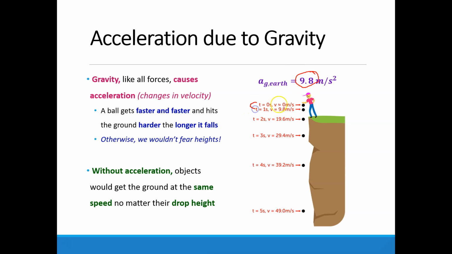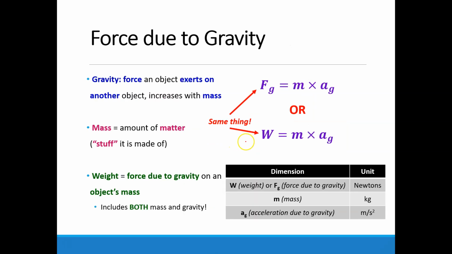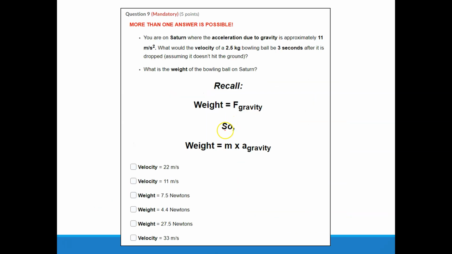So after 1 second, the velocity is increased by 9.8. After 2 seconds, it's increased by another 9.8. After 3 seconds, it's increased by another 9.8. 4, another, 5, another, until it's going super, super fast down here. This should actually help us figure out how fast this bowling ball is going.